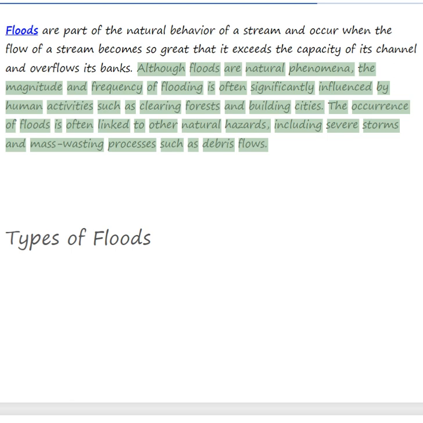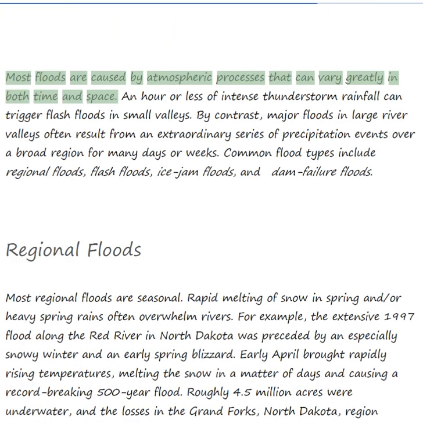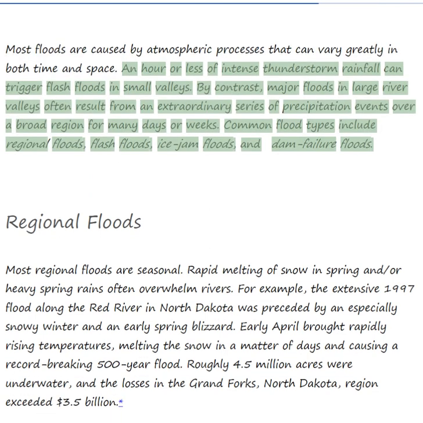The occurrence of floods is often linked to other natural hazards, including severe storms and mass wasting processes such as debris flows. Types of floods. Most floods are caused by atmospheric processes that can vary greatly in both time and space. An hour or less of intense thunderstorm rainfall can trigger flash floods in small valleys. By contrast, major floods in large river valleys often result from an extraordinary series of precipitation events over a broad region for many days or weeks. Common flood types include regional floods, flash floods, ice jam floods, and dam failure floods.